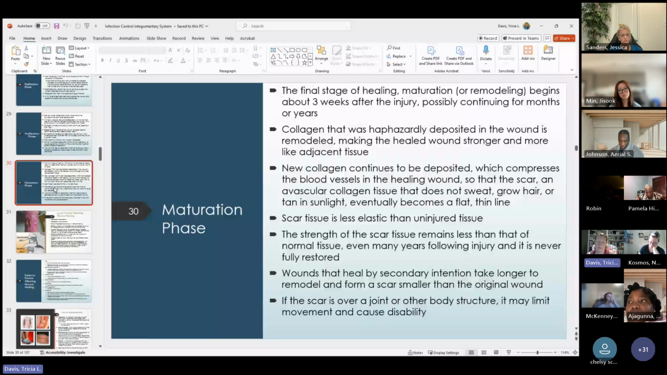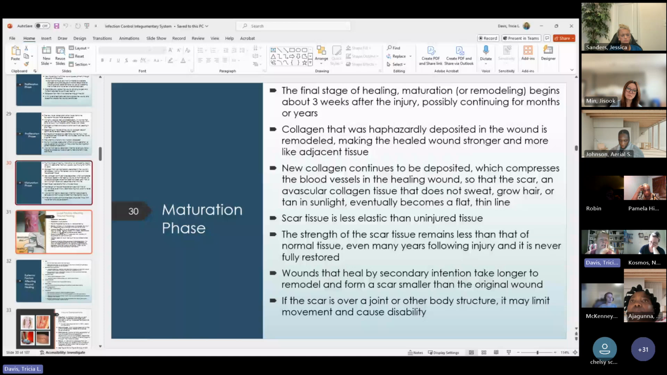Again, any wound that heals by secondary intention is going to take a lot longer to heal and to have a scar that's formed. And then usually if you think of any type of injury that's over a joint inside the body, regardless of what the wound is, scar tissue that forms over those bendable areas can definitely cause issues with movement and could cause a disability moving forward, depending on where it is and how severe it is.